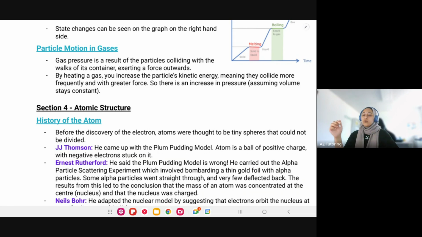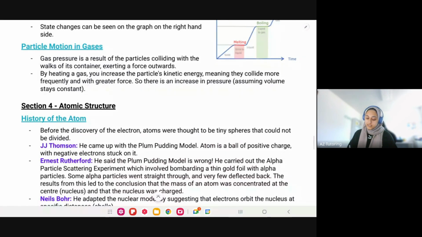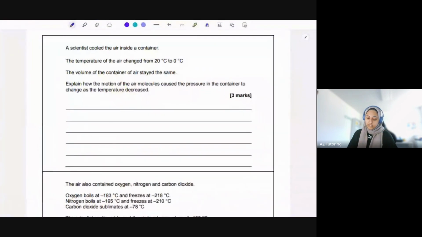So if you now decrease the temperature, the particles are not going to be hitting the walls of the container that much. Therefore, the pressure is going to decrease because they're not hitting the wall as much. So that's what particle motion in gases is, and it comes up quite often. So let's have a look at this question.